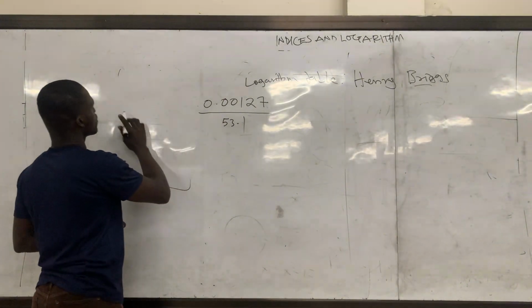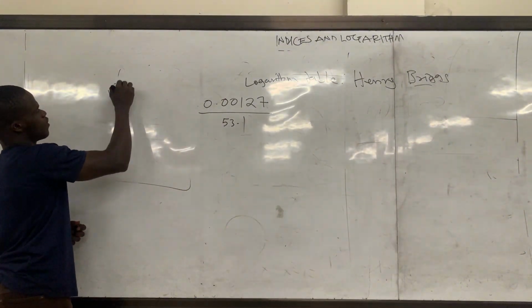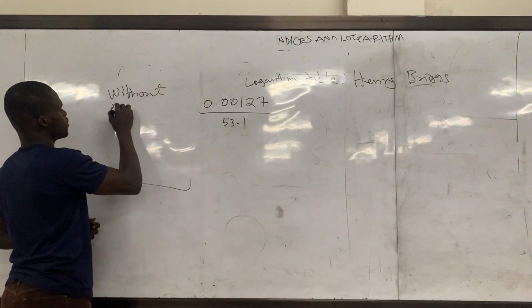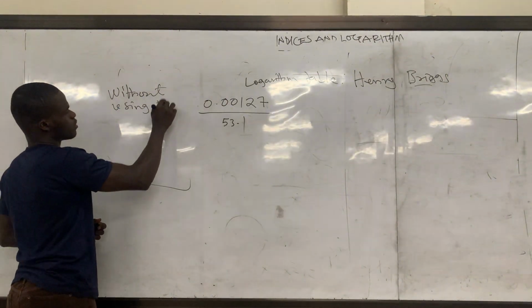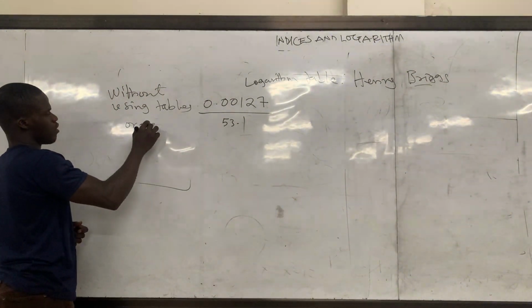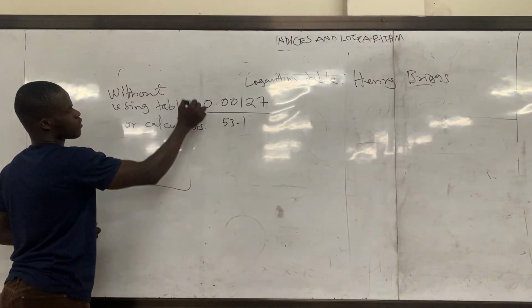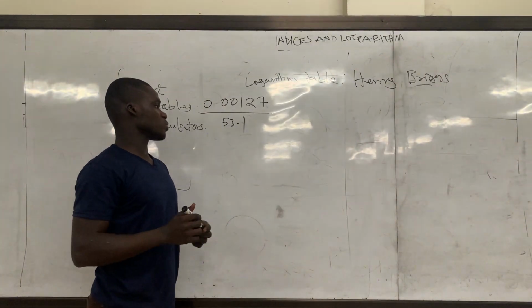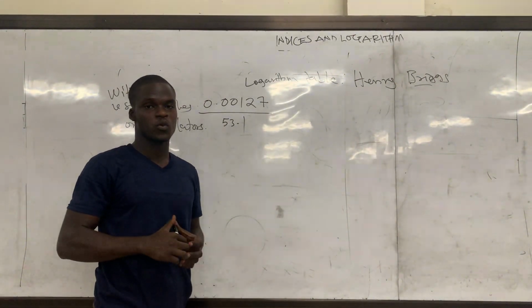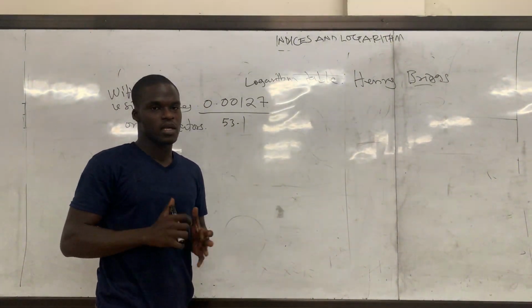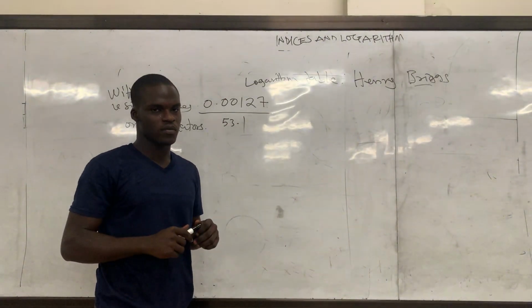So you can be told to solve something like this without using tables or calculators. You can be told to solve this. So you have to solve 0.00127 over 53.1 without using tables or calculators. So let's see how we're actually going to solve something like this.